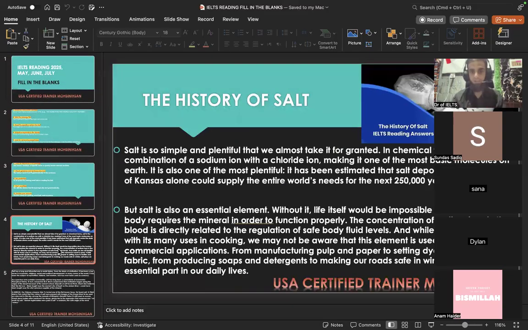So here is our paragraph. Yeah, paragraph number 1 and 2. Just see where it is mentioned that because of salt, without salt, people can't live. Where is it mentioned?